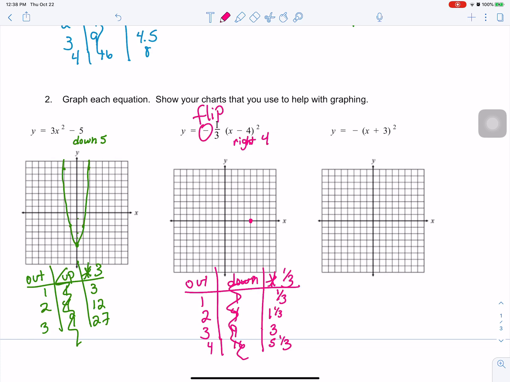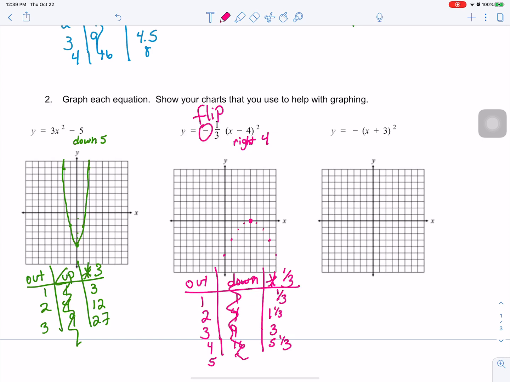So I'm going to go out 1, down 1/3. I'm going to go out 2, down 1 1/3. Out 3, down 3. Out 4, down 5 1/3. We're done on that side. I can't go any further on this side, but I still want to look at my other one.